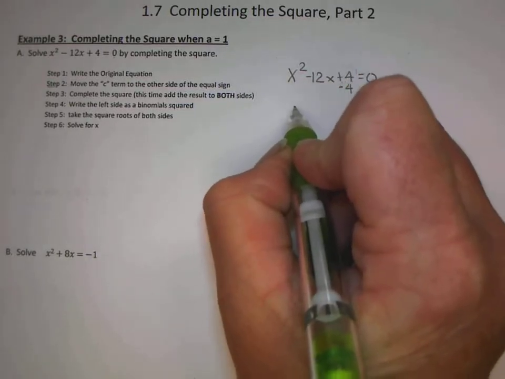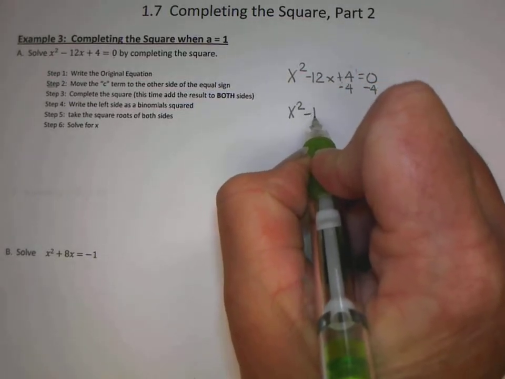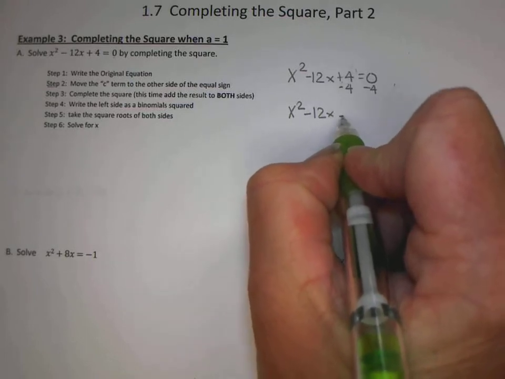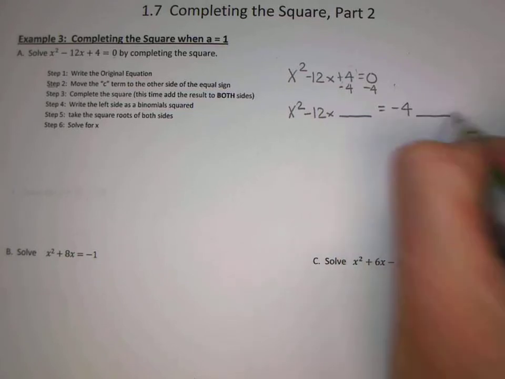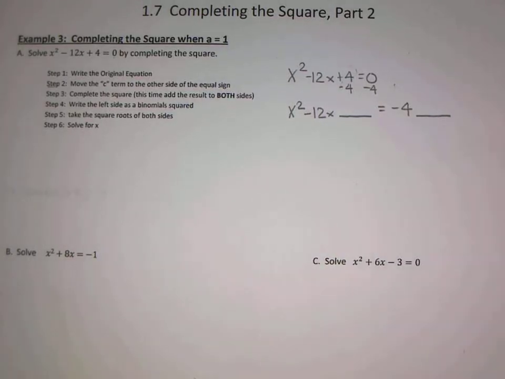Now, when I rewrite this, I actually do this. I go minus 12x, and then I put a little line like that to remind myself, and then minus 4, and I put a line there. Because remember, what you do to one side, you have to do to the other side.